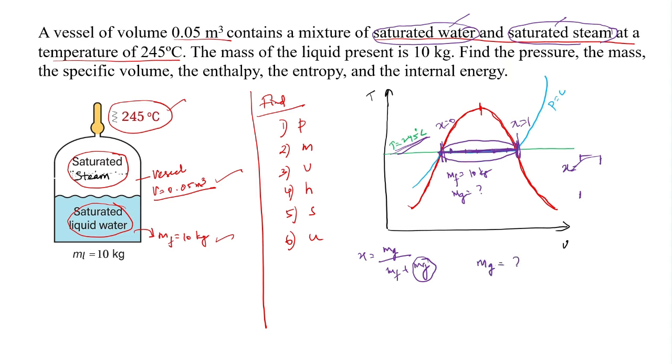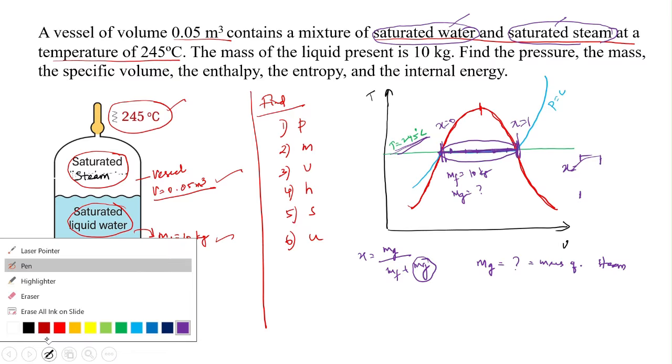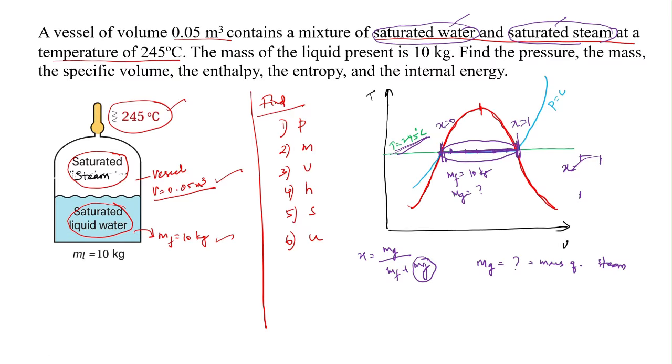What is that called? It is the mass of steam. How can we find the mass of steam? We can interrelate these three properties, and then we can find the mass of steam. So what are the parameters that we are going to interrelate? The three parameters we consider are the volume, the specific volume, and the mass.